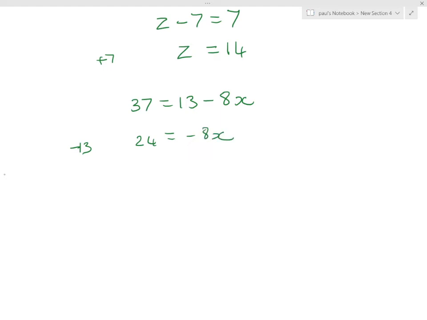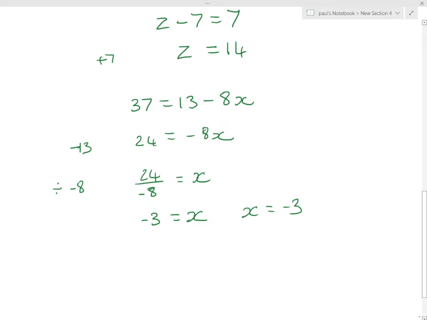Now, we've got the x being multiplied by minus 8, so we need to divide by minus 8. So if we have 24 divided by minus 8, that will equal x. And 3 eights are 24, so it's 3. But remember the rules of multiplying and division with negative numbers, it will be minus 3 as an answer. And it doesn't matter whether you put it that way round or that way round, it's all the same thing.